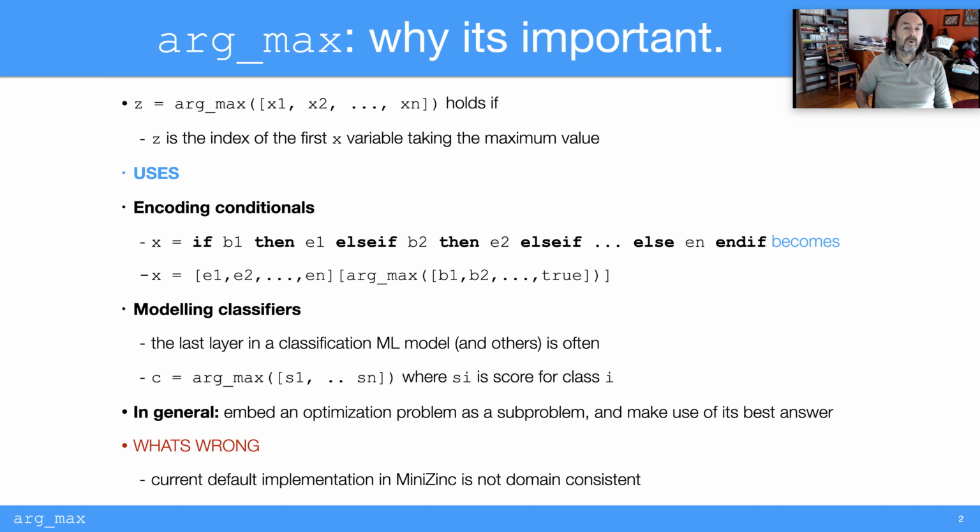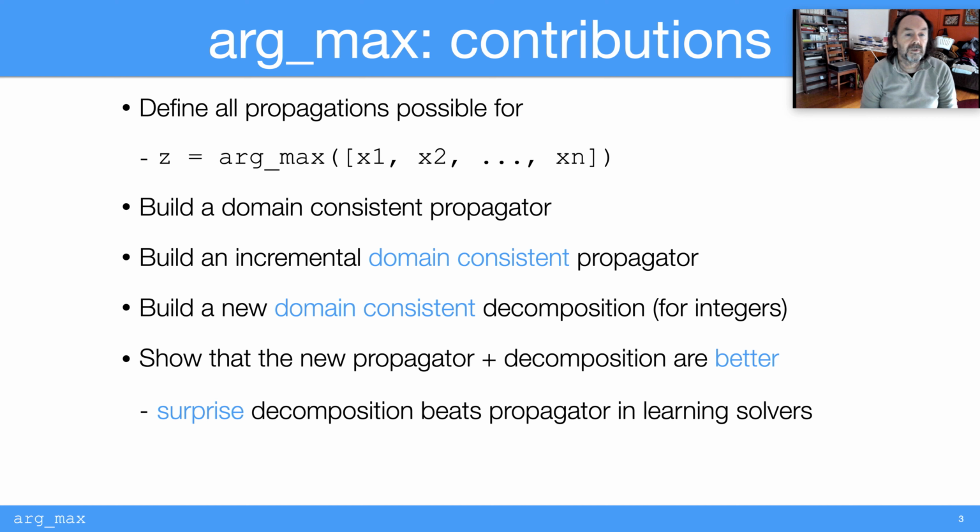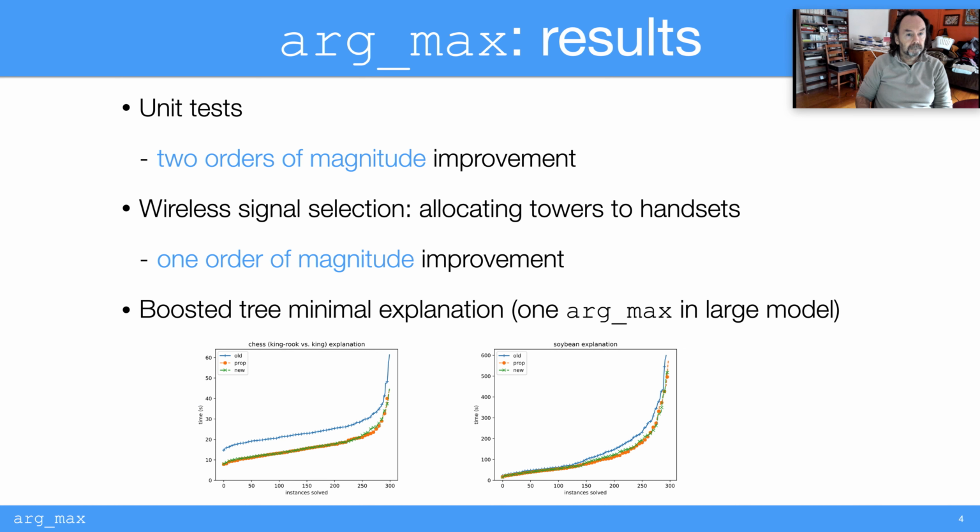So what's wrong now? Well, there's no argmax propagator that we're aware of, and the current default implementation in Int'l is not domain consistent. So what have we done? We've built a domain consistent propagator and made an incremental one. In fact, it's easy to make it incremental. We've also found a new domain consistent decomposition which works for integers, and we show that the new propagation and the decomposition are better. What surprised us was the decomposition actually beats the propagator in learning solvers in many cases.